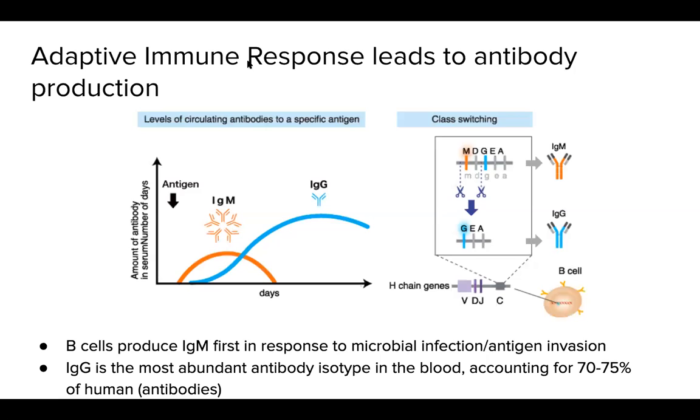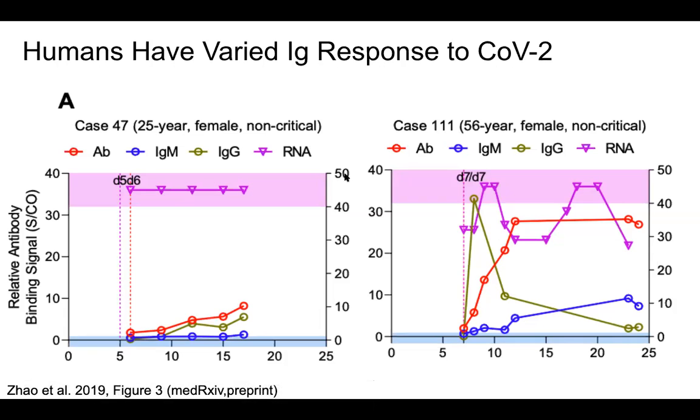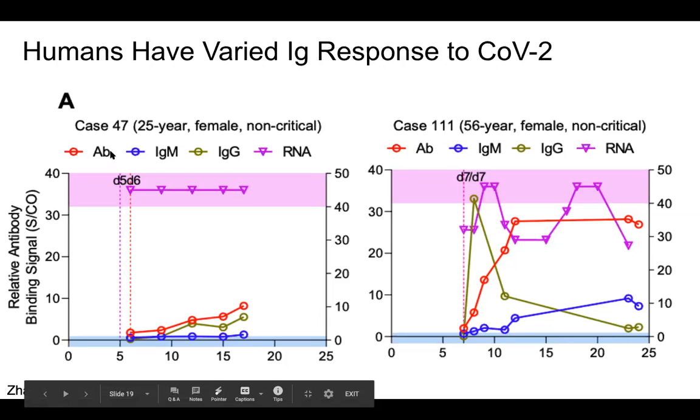So like we said earlier, the adaptive immune system makes these different antibodies. One is IgM, the other is IgG. And IgG is the most abundant isoform of antibodies. And the tricky part is that humans have different responses to CoV-2, Ig just means antibody. So these are two different cases. The RNA, like we said before, that's what's in the viral particles that codes for all the proteins, remains pretty constant for this one patient and then sort of fluctuates for this other. And then this immune system response is quite light for one, but it's all over the place for the other.